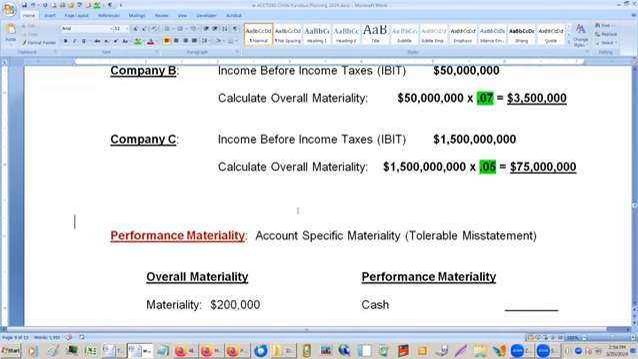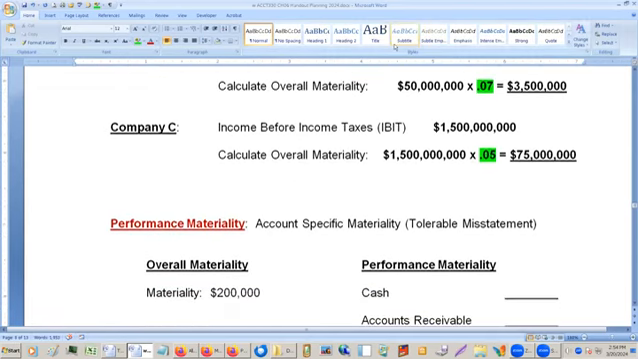And performance materiality is sort of like this. You come up with this overall 3.5 million or whatever for materiality. This is what's going to be material. Now the question is, for each account, what's allowed? You're not going to allow each account to be off by 3.5 million. They may not even have 3.5 million in the account. So the question is, how do you divvy it up?